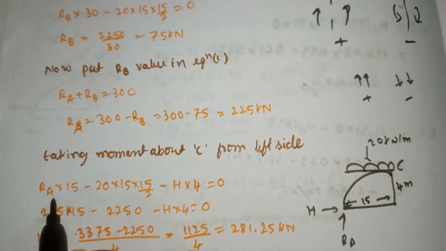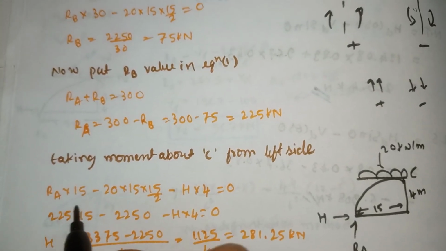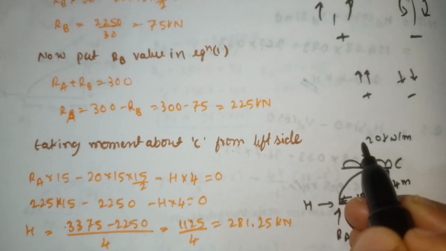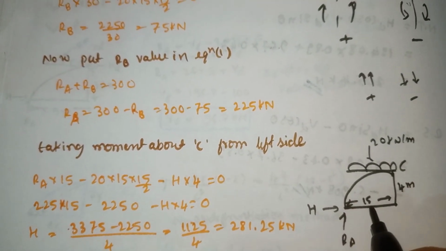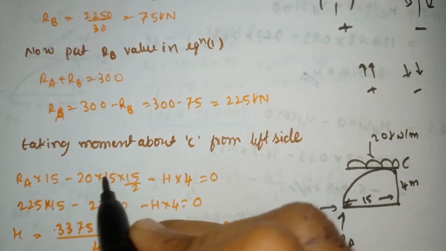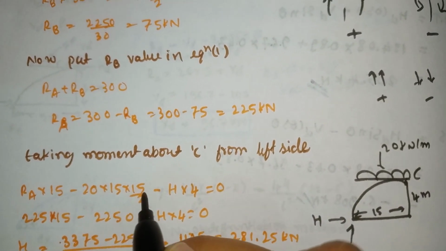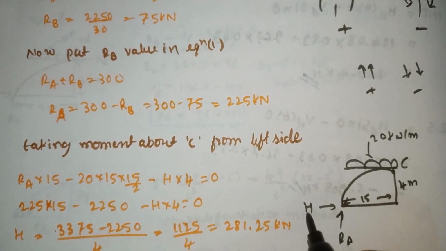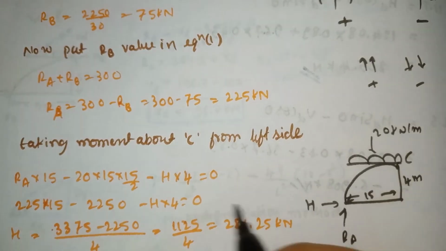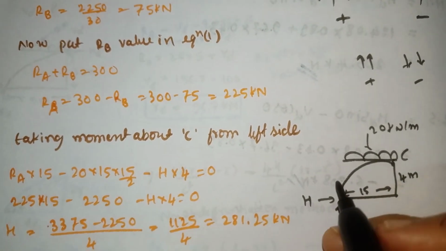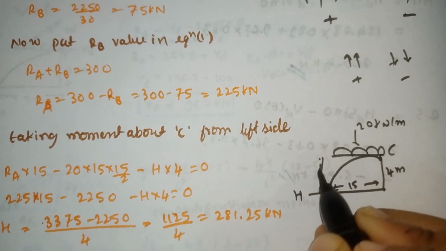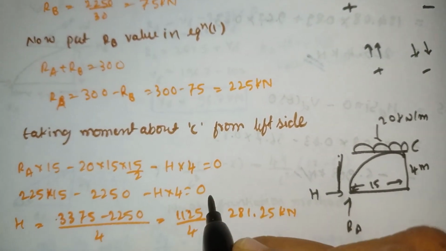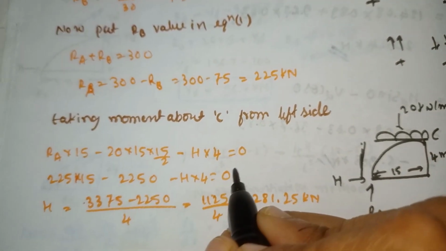Now RA is moving clockwise. So RA into 15, minus 20 into 15 divided by 2, which is half of the distance. Minus, because it is moving anti-clockwise, the horizontal thrust H, that's why I have taken it negative. H into this distance from here to here, which is 4 meter. So H into 4 is equal to 0.